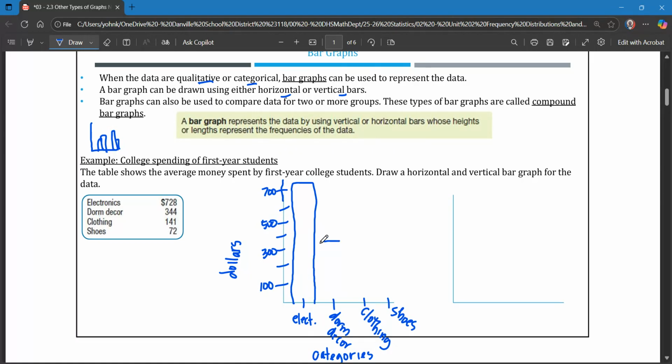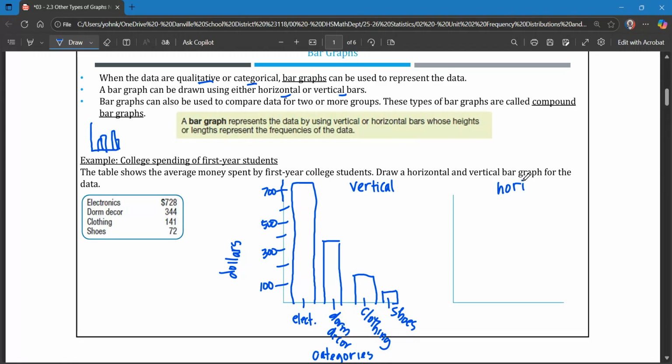It's maybe about here. And your bars do not touch in here, unlike a histogram where they do touch, and you want them to be the same width. And then clothing is 141, so we'll go right here. And then shoes is 72. So there is a vertical bar graph for the different categories college students spend their money on. That's your vertical one because the bars go up and down.